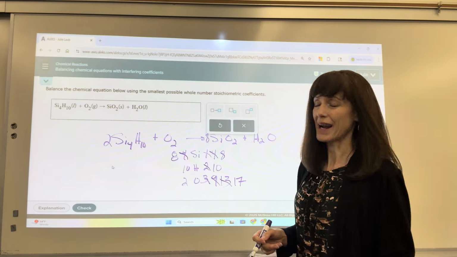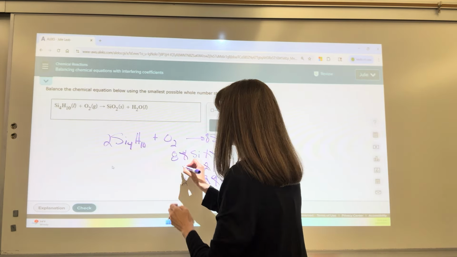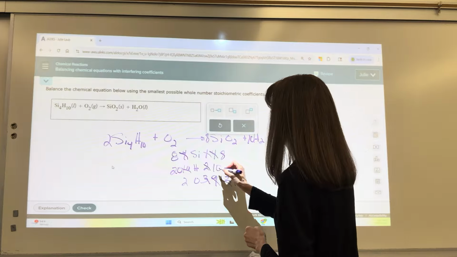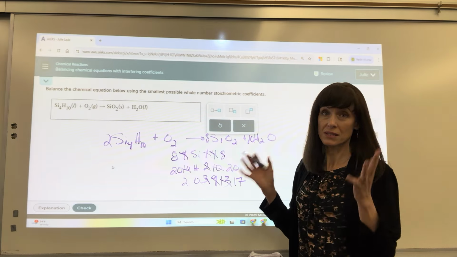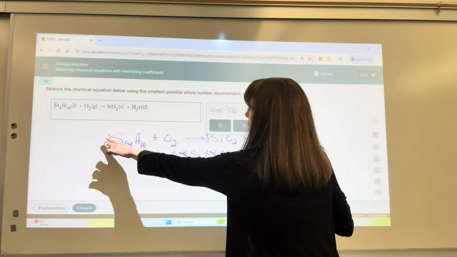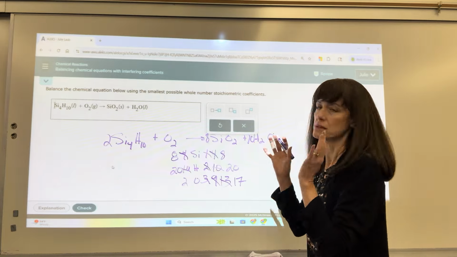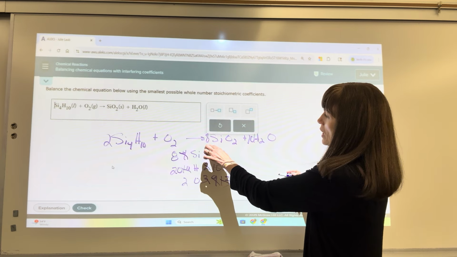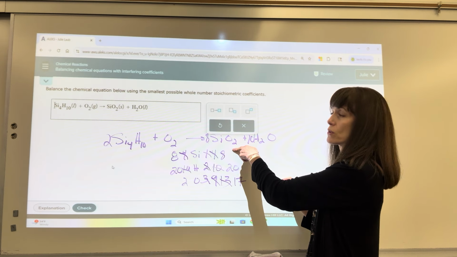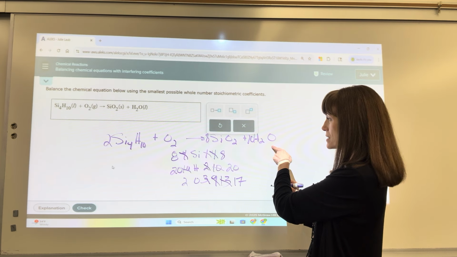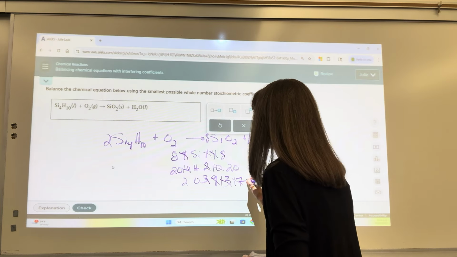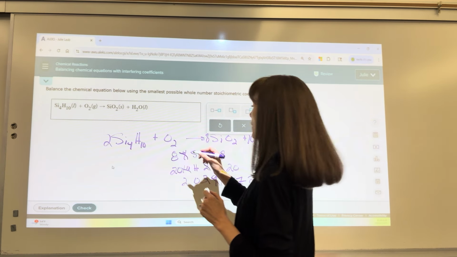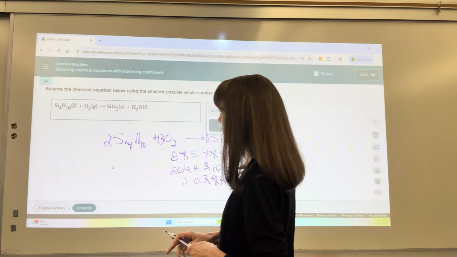Let's take care of our hydrogen. 2 times 10 is 20. Over here, I'm going to have to put a 10. That's going to give me 20. Okay, so the silicon, 8 and 8. Hydrogen, 20 and 20. Let's look at the oxygen. When I change this 10, I now have 8 times 2 is 16. 10 times 1 is 10. 16 plus 10 is 26. I only have 2 over here. What do I have to put? A 13. Wow. Okay, there we go.